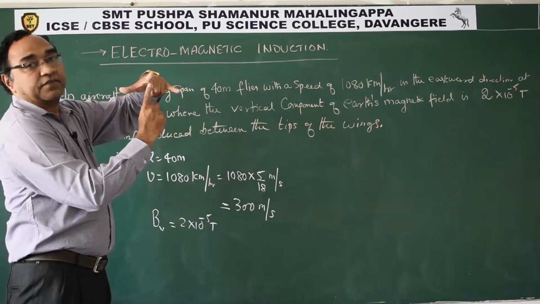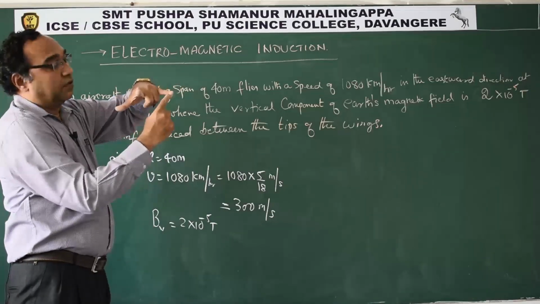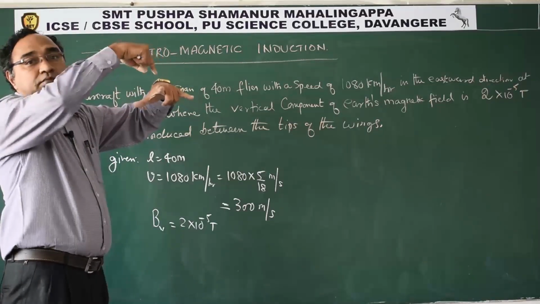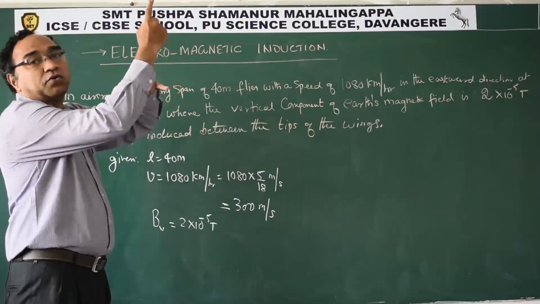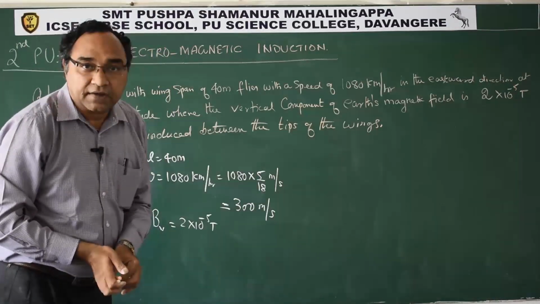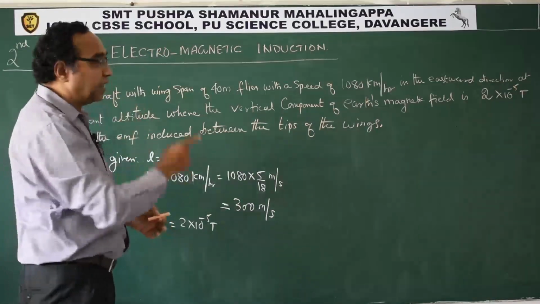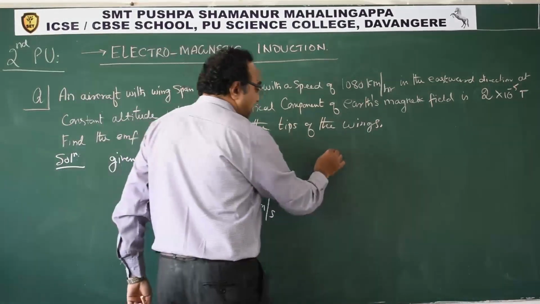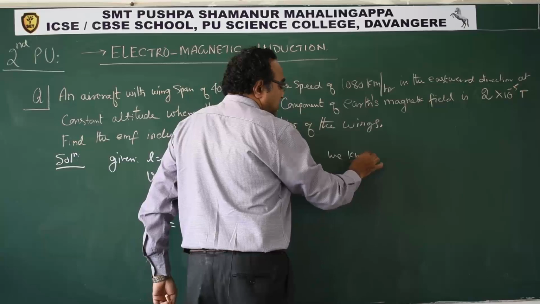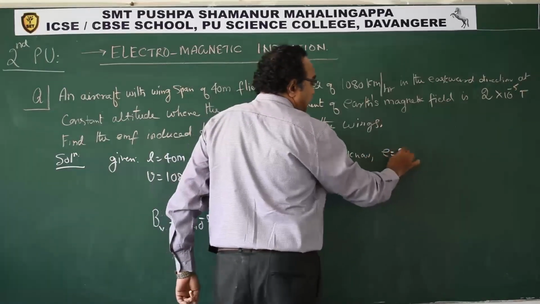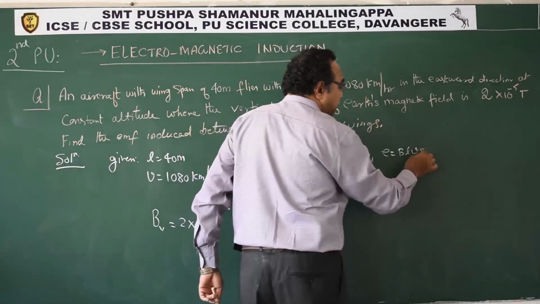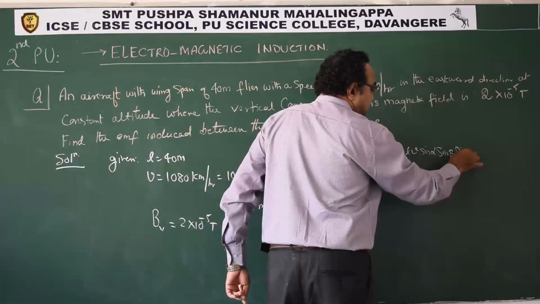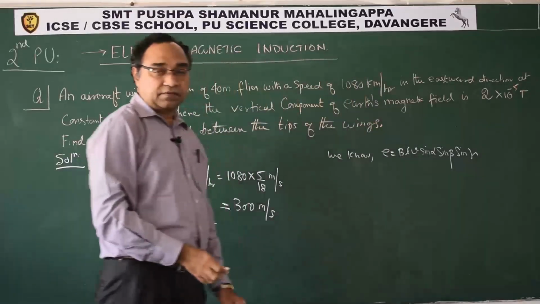Earth's field is like this. See here, L is perpendicular to V. Both of them are perpendicular to B, which means it is the perfect situation for the application of motional EMF. So what can we say? We know the induced EMF E is BLV sin alpha, sin beta and sin gamma. This is what we have.